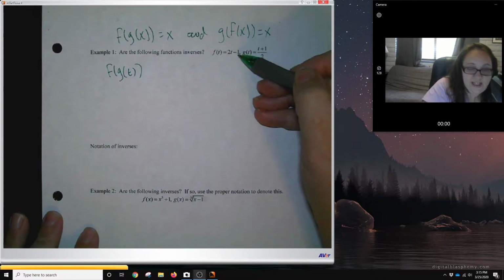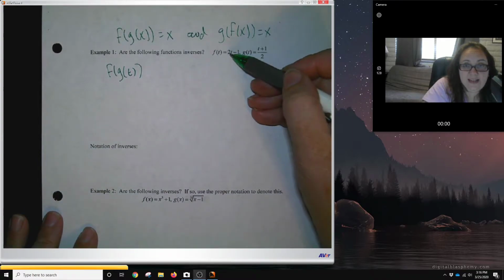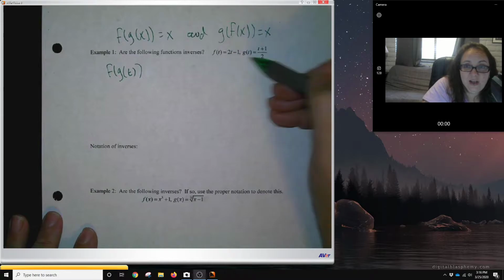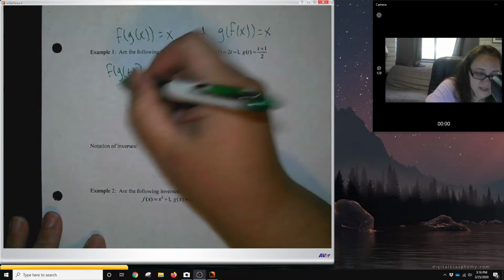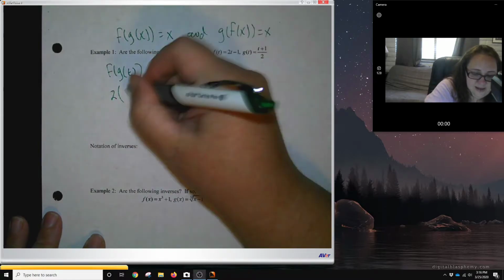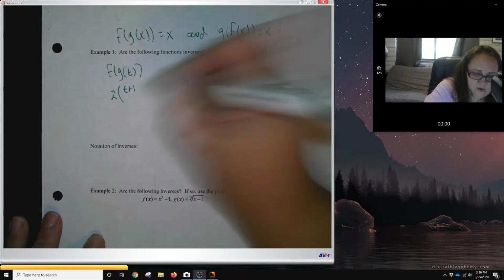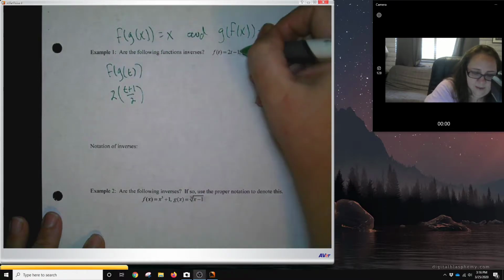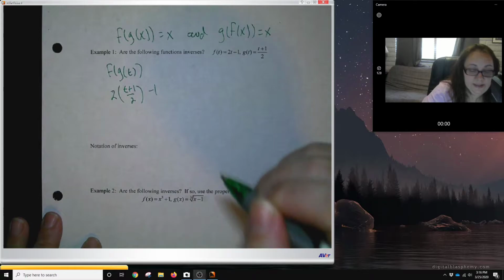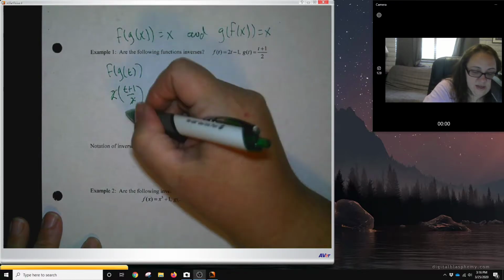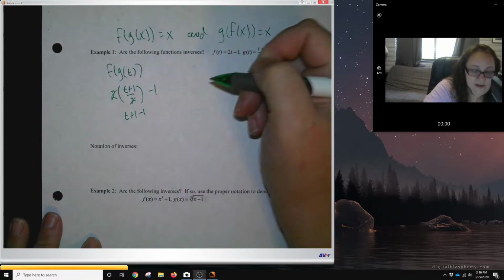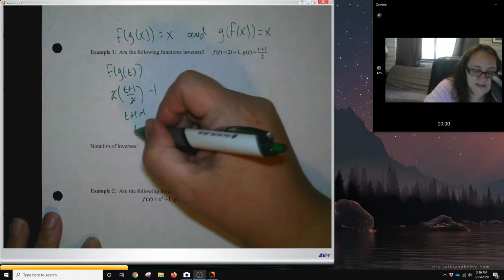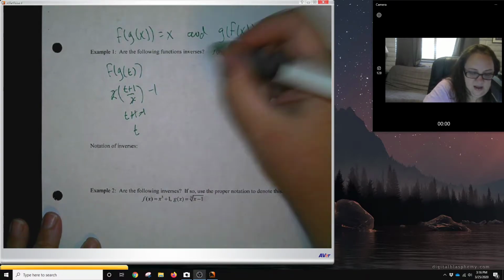So f of t is 2t minus 1. I'm going to take this t and replace it with all of g. So this becomes 2 times (t plus 1 over 2), and then minus 1. This 2 and this 2 will cancel. The plus 1 and minus 1 will cancel, and we are left with just a t.